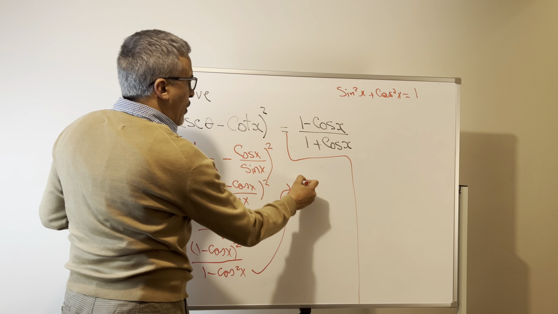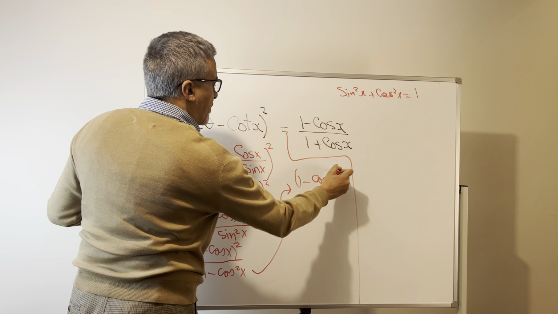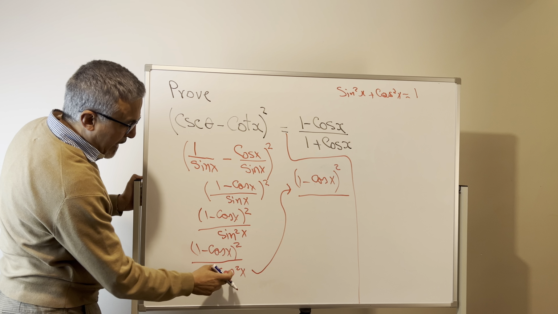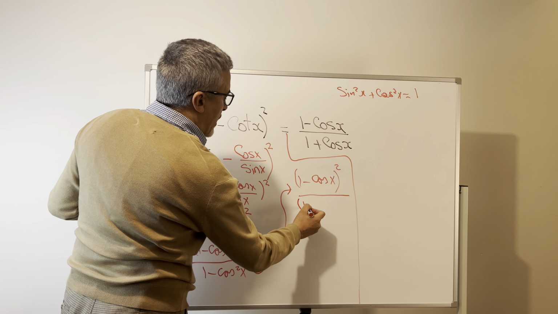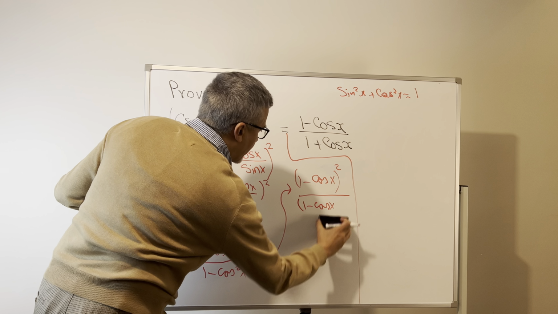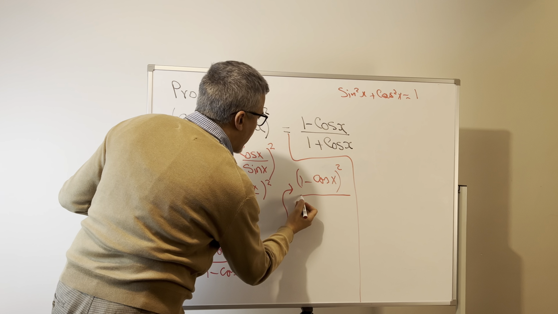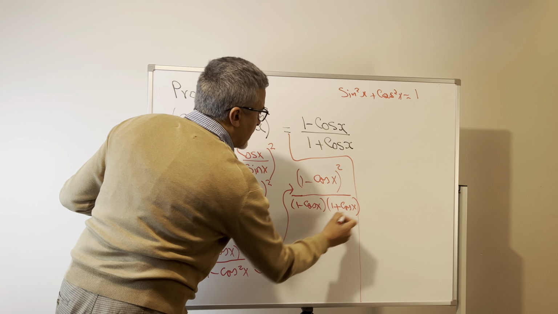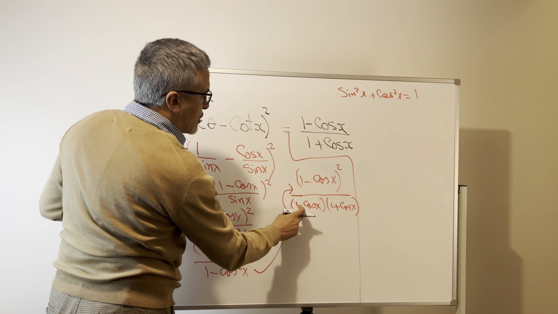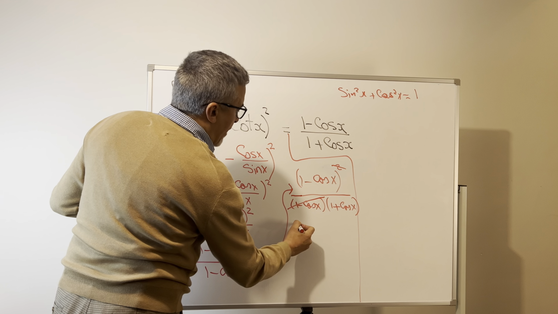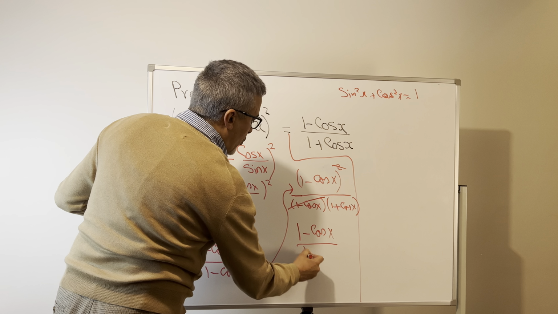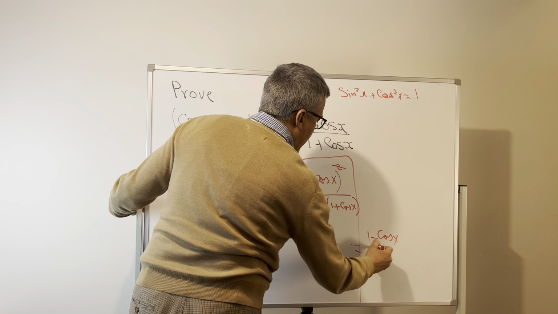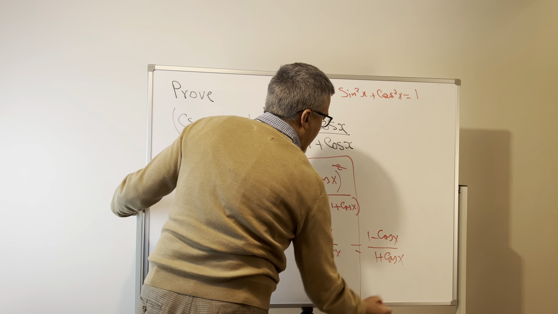So now we have 1 minus cos x squared, and this 1 minus cos squared x is the difference of 2 squares. So you could factor this into 1 minus cos x, 1 plus cos x. Now, you see I have 1 minus cos x squared here, and I have 1 minus cos x on the bottom here. I'm going to cancel this with the square, and I'm going to have 1 minus cos x on top over 1 plus cos x on the bottom, which equals this right side right here. And that is what we needed to prove.